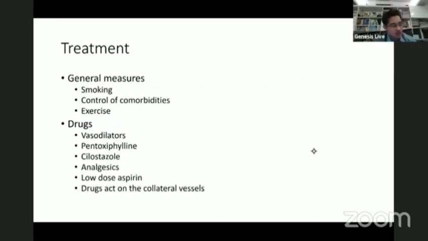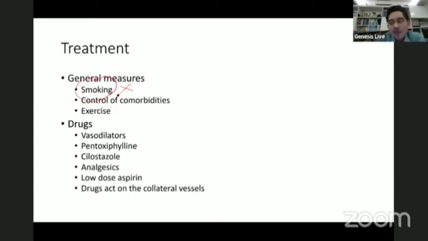Treatment. So what are the treatments? Now, in case of all vascular problems, the number one treatment is smoking cessation. Stop smoking. Absolutely, you must stop. In case of Buerger's disease, if there is only one treatment, it is to stop smoking.